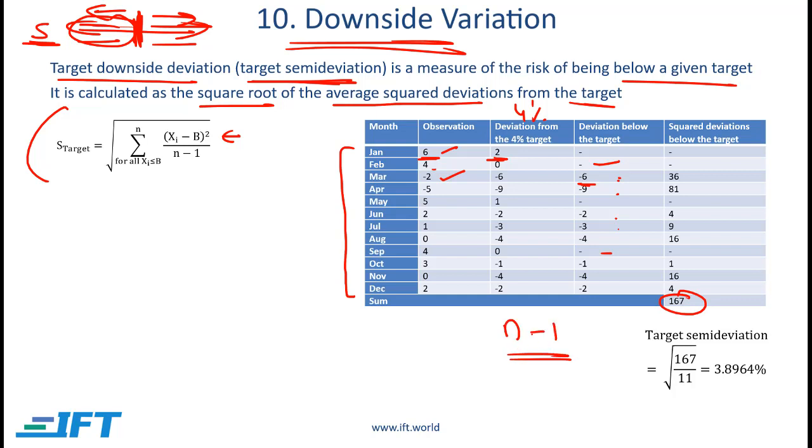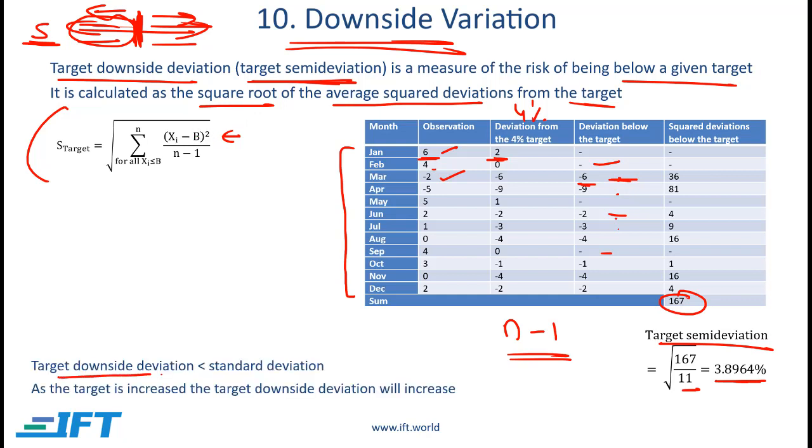So an important point to note here is that n represents this entire data. With n, we are not just looking at the numbers over here. We are looking at all these numbers. So with n, we are actually looking at the entire data set. N is 12, so n minus 1 is 11. That's why we have 11 over here. And our target semi-deviation is 3.8964%. So the idea is that we use roughly the same calculation as what we do for standard deviation, but we only focus on numbers that are below the target value.